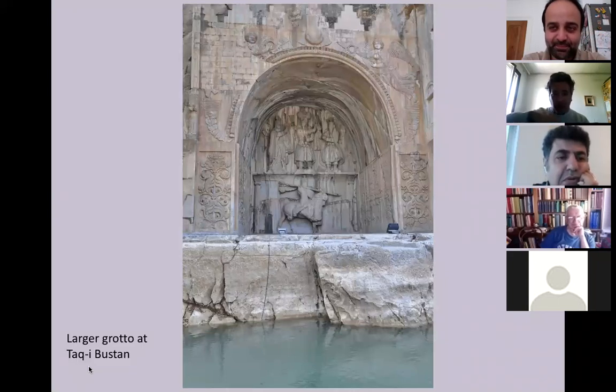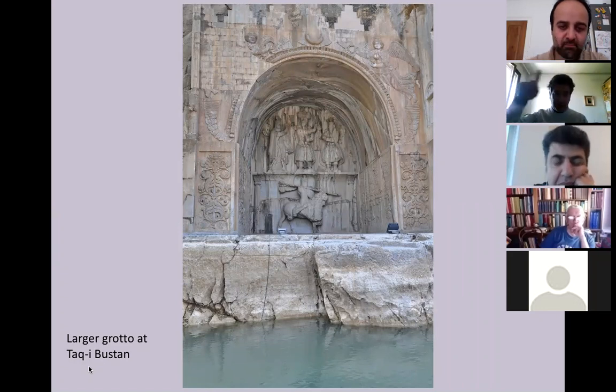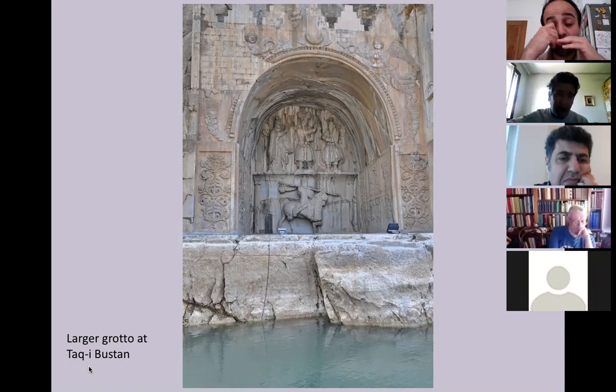You see that the monument, even from an architectonic point of view, is something completely different than other Sasanian rock reliefs. It's a kind of cube with this crenellation on the top. And then you have the arch. The name Taq-i, the arch of the garden, takes the name from this shape.